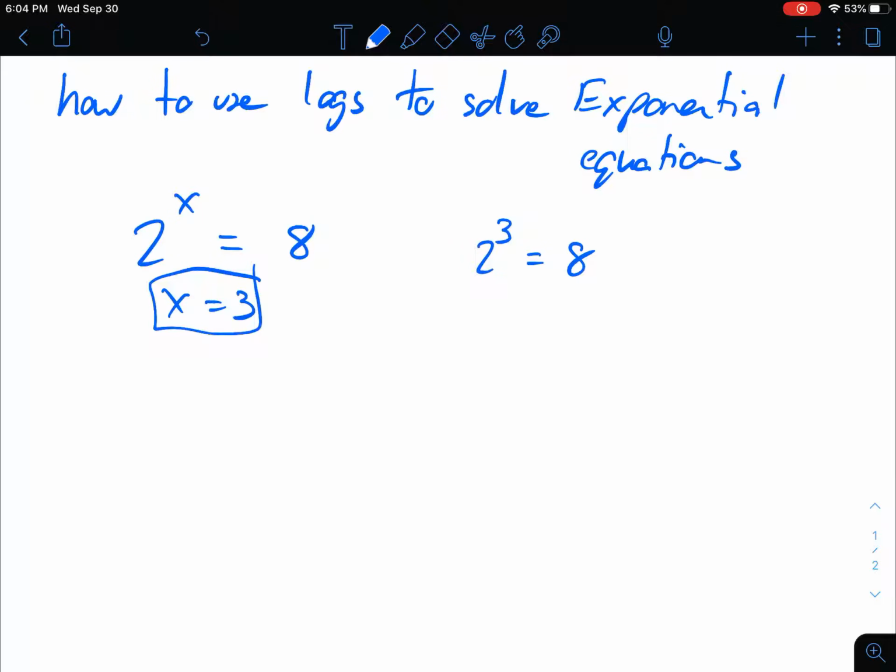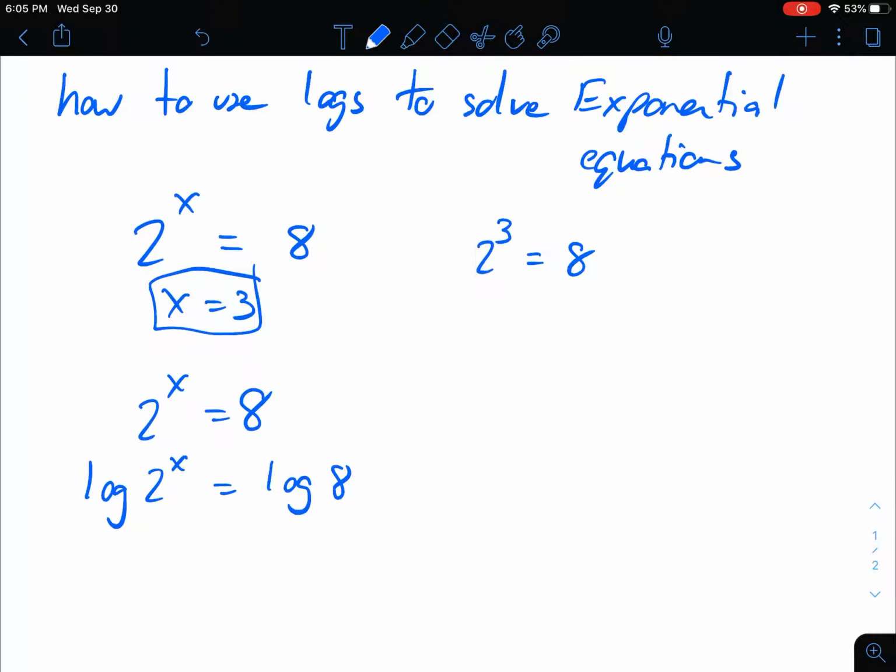Basically, if you end up with a scenario like this, and you can't go any further, and imagine you don't see the answer, obviously, what you could do is take the log on both sides. So you could write log of 2^x equals log 8. Now, I'm not really going to explain what exactly logarithms are. That's not the point of this video. I just want to show you how this works, though.